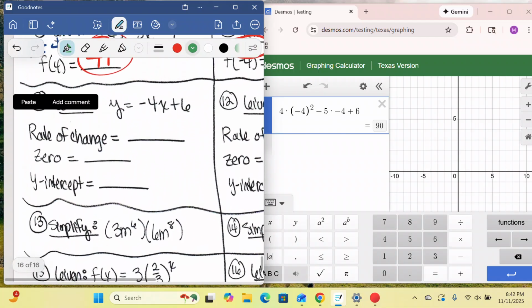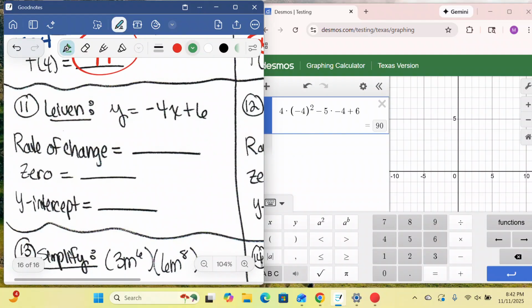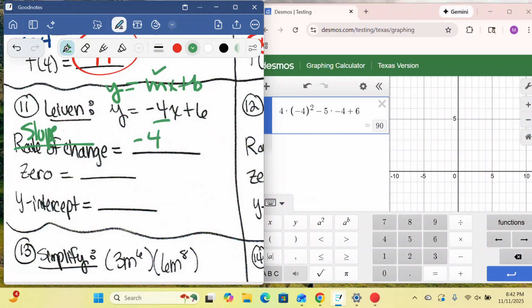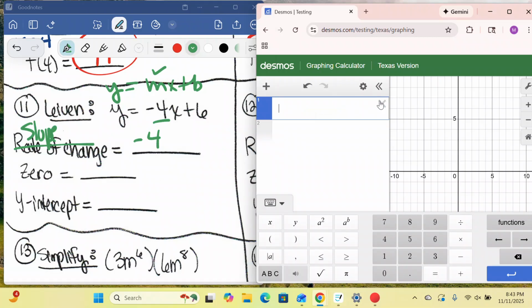So if we go to number 11, this is also a rate of change. Remember the key word for rate of change is slope. And remember that this is already in y equals mx plus b. First step, I know what my m is, I know what my slope is, and my rate of change is negative 4. That's an easy one because it's already in y equals mx plus b. Now all I have to do is graph it, and I can find my other two answers.